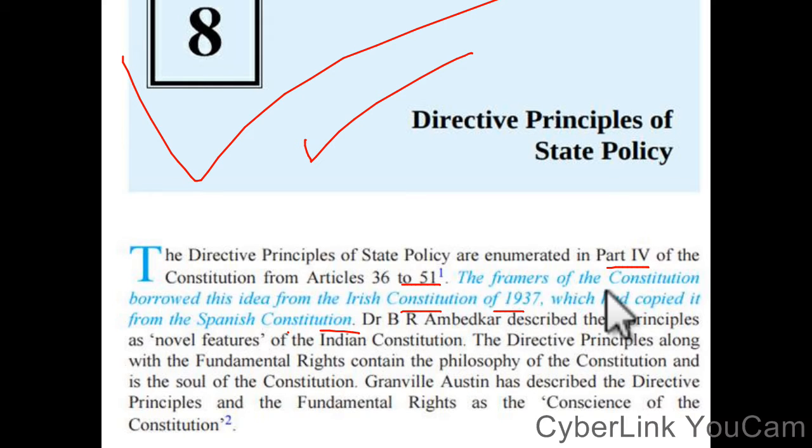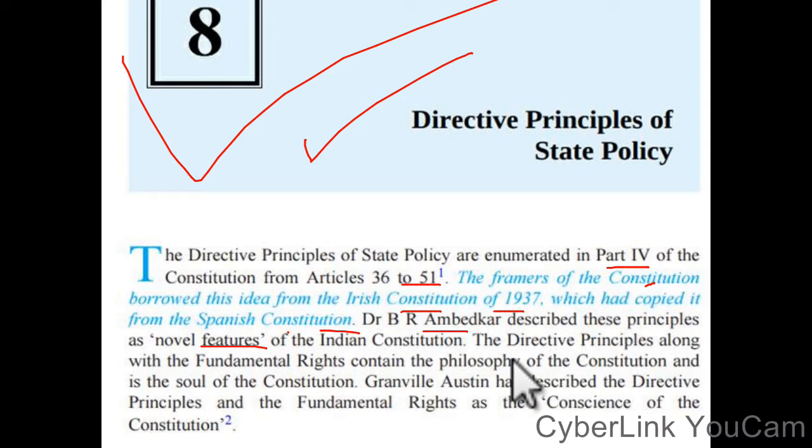The framers of the Constitution borrowed this idea from the Irish Constitution of 1937. The Directive Principles of State Policy, Part 4, Articles 36 to 51, were copied from the Spanish Constitution. Dr. B.R. Ambedkar described these principles as noble features.